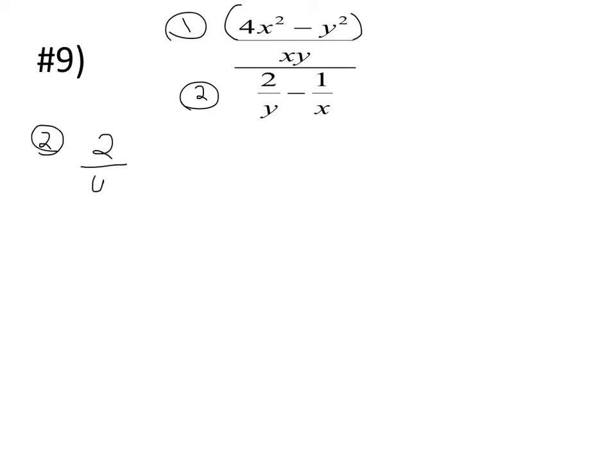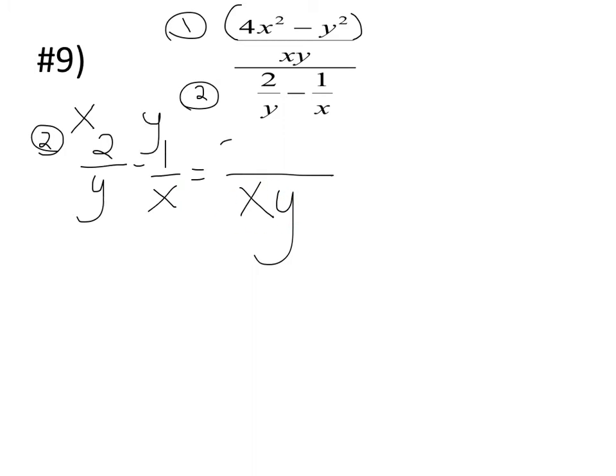So I've got 2 over y minus 1 over x. So the LCD for this would be xy, right? So then you're going to say, what does this denominator have that my common denominator doesn't? An x. You're going to multiply that times the numerator. And then here, what does this denominator have that this one doesn't? A y. So you're going to multiply that. So then you end up with 2x minus y as your denominator.